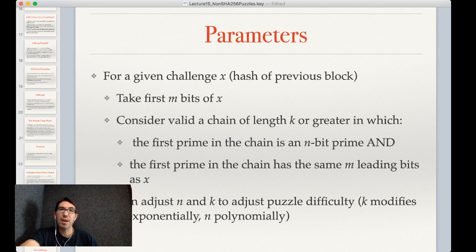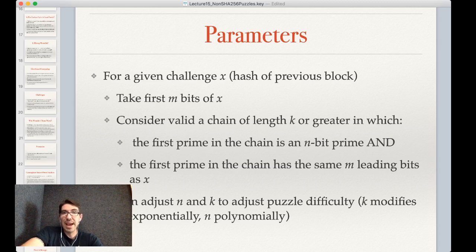The first prime in the chain is an n-bit prime. All right, so we're getting some size. And then the first prime in the chain has the same m leading bits as x. Okay, so we're looking for a specific kind. And then we can adjust n and k to automatically adjust the puzzle difficulty.